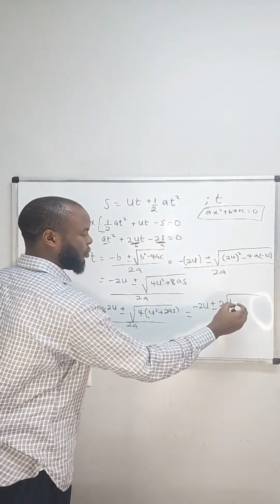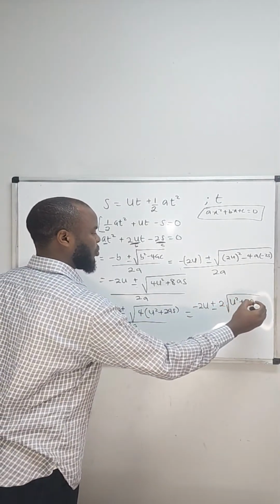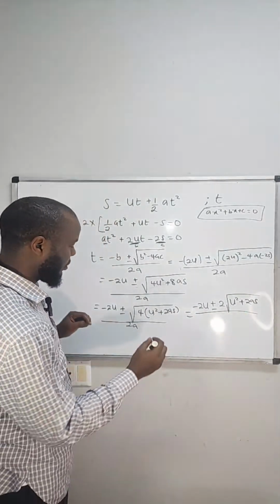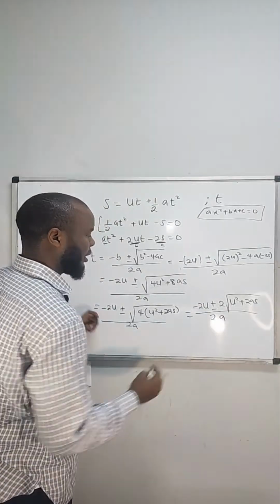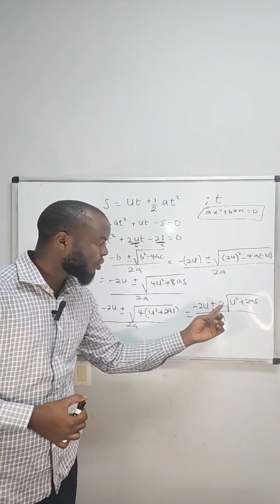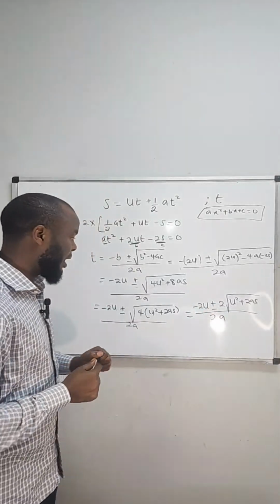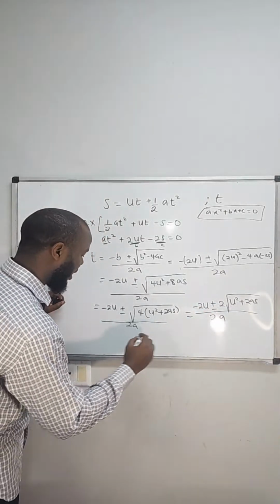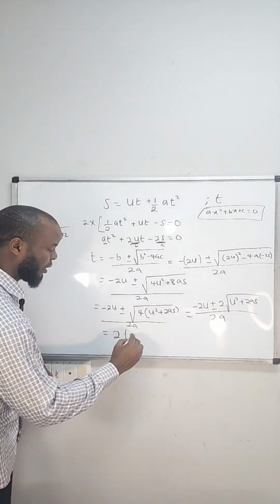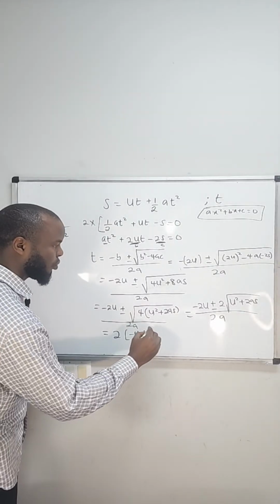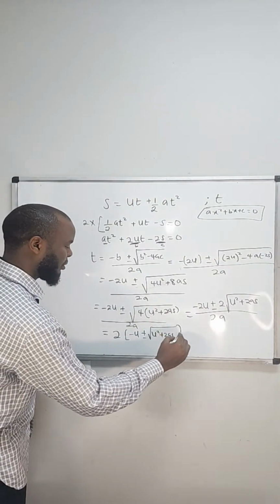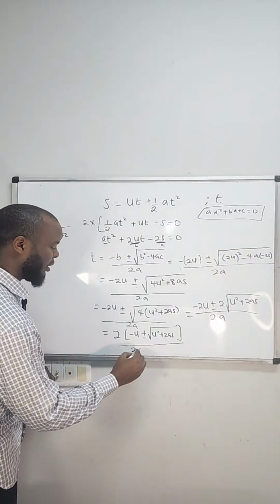So here we have u squared plus 2as over 2a. And from here, what next can we do? You can see that 2 is common to both sides. And as 2 is common to both sides, you can factor it out. So here we have 2 times negative u plus or minus root u squared plus 2as over 2a.